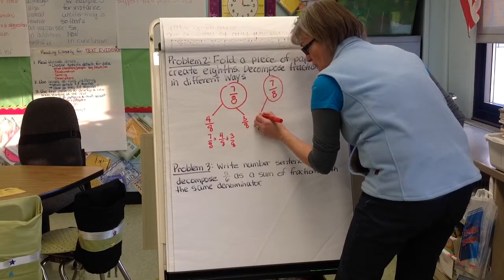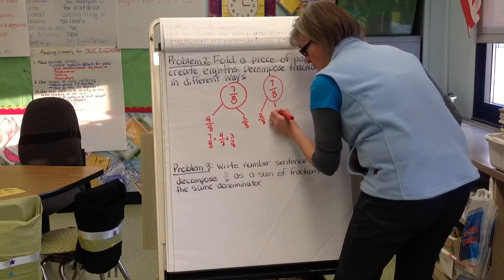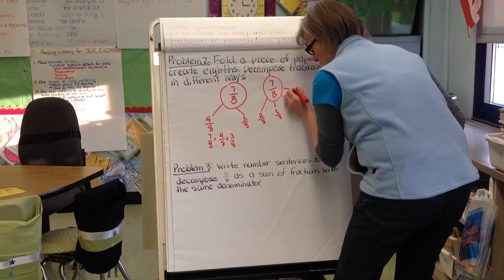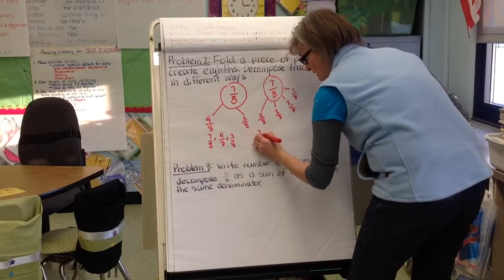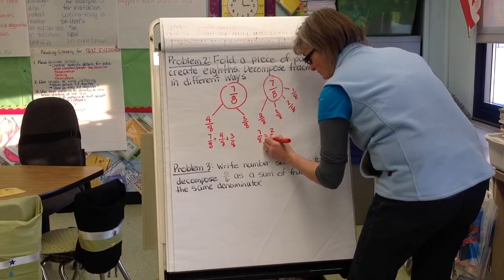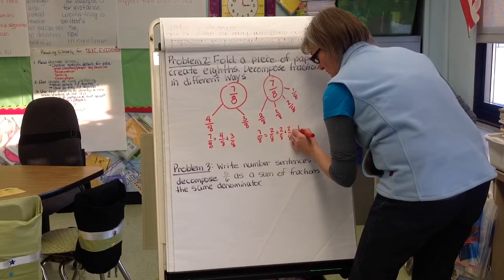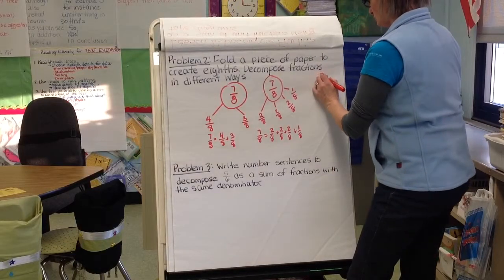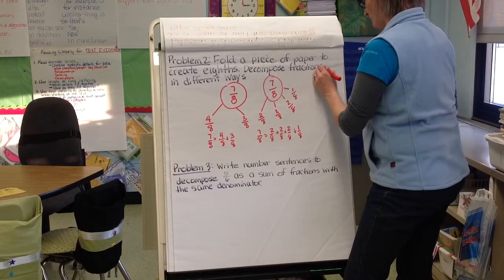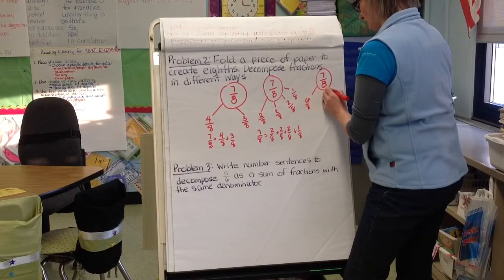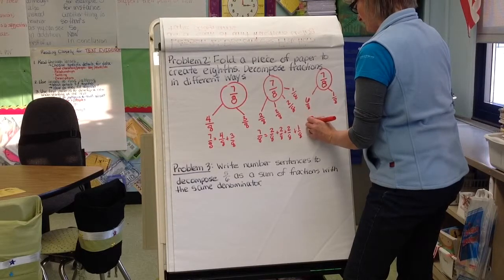You should already be thinking of another way that you can decompose this. You can decompose 2 eighths, 2 eighths, 2 eighths, and 1 eighth. So 7 eighths equals 2 eighths plus 2 eighths plus 2 eighths plus 1 eighth. Okay, let's do one more way to decompose 7 eighths. We could say 6 eighths plus 1 eighth. So 7 eighths equals 6 eighths plus 1 eighth.